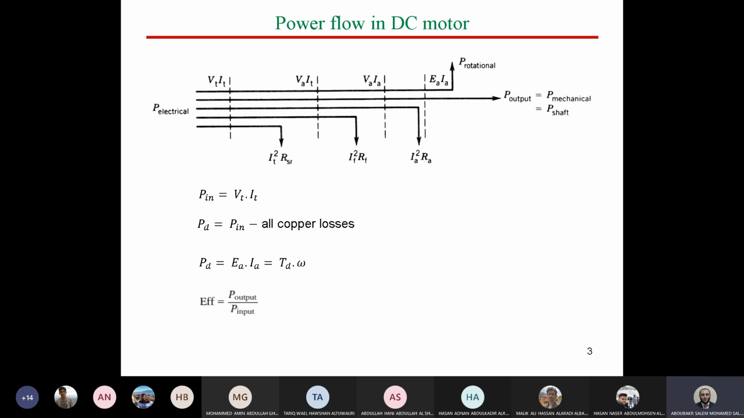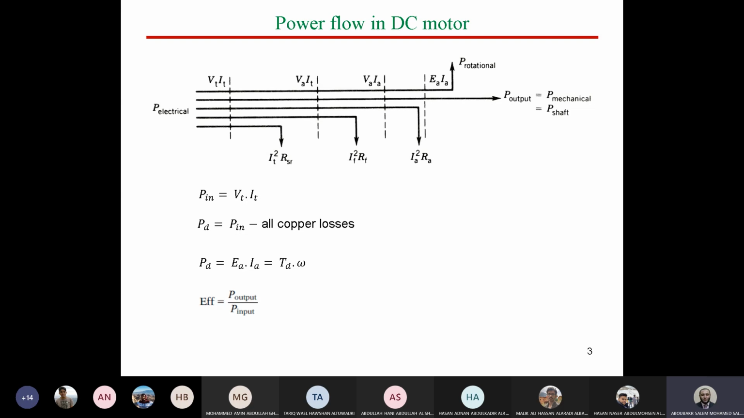Starting first with the power flow. Previously we have many circuits for DC motors: we have separately excited DC motor, series DC motor, and shunt DC motor. Each circuit has its own configuration and own properties. So in order to consider the power flow of the machine, there are basics we have to take into consideration.